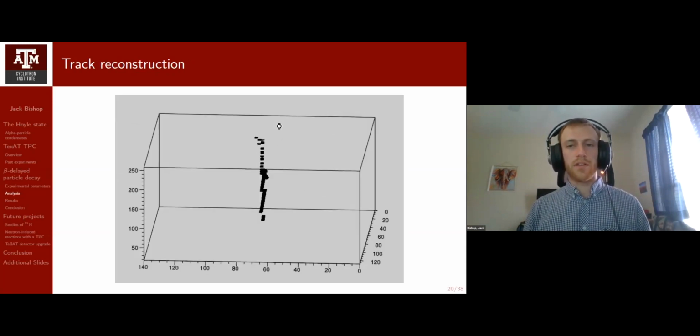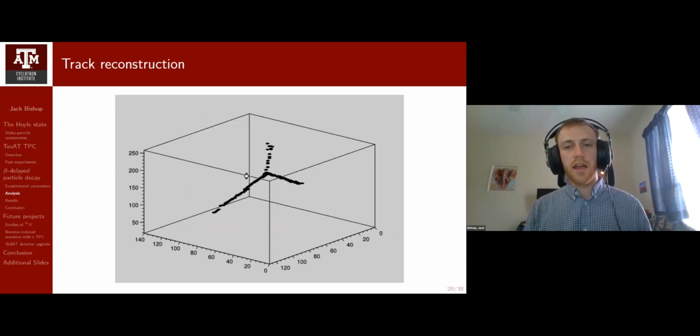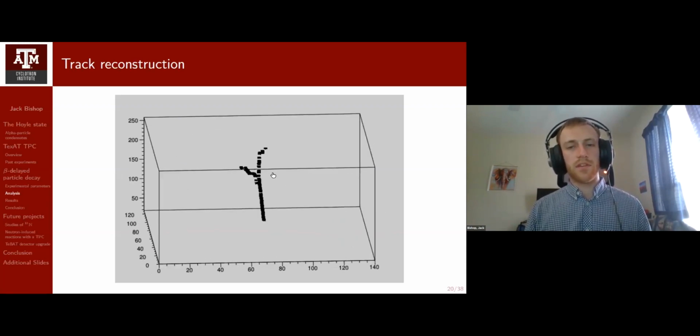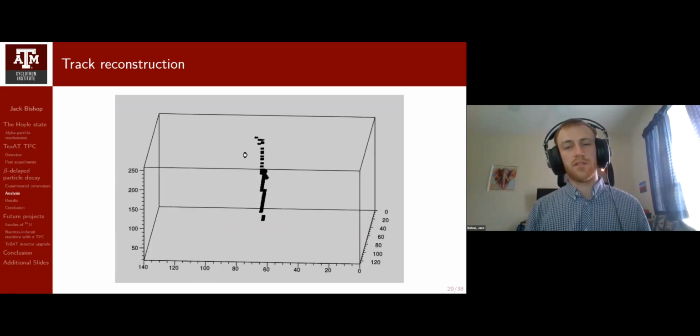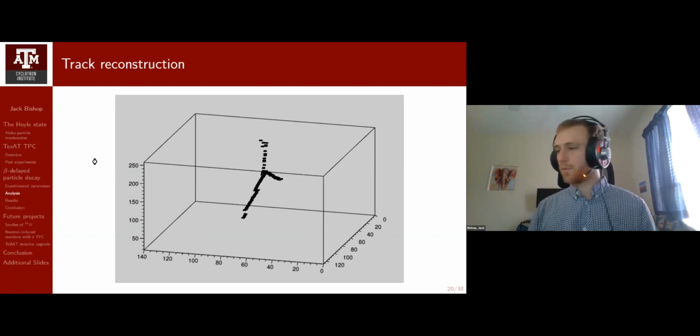So what do we get when we look at this L1B? This is an example of a fairly high excitation energy in carbon-12, where you can see really beautifully the reconstruction of the 3 alpha particle tracks inside of TexAT. So that's what we're hoping to look at.